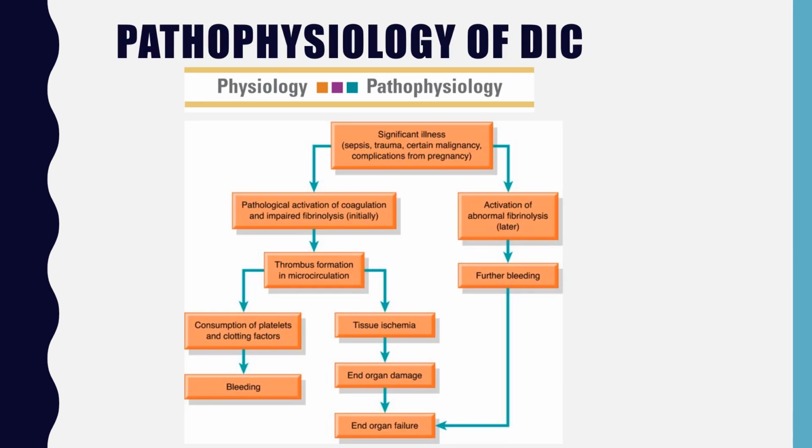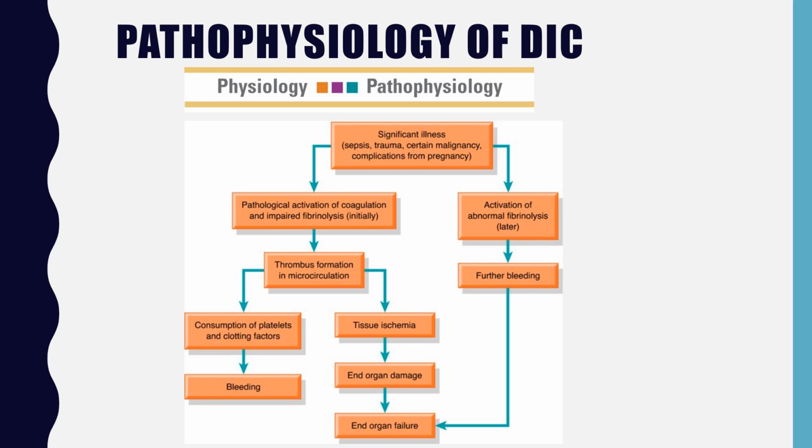Let's look at this here. Maybe this will help us to have a better visualization of the pathophysiology of DIC. So at the top there, we see this significant illness, sepsis, trauma, certain malignancies, complications from pregnancy, all those things we talked about. Down on one side, it says pathological activation of coagulation and impaired fibrinolysis. Say that 10 times fast.